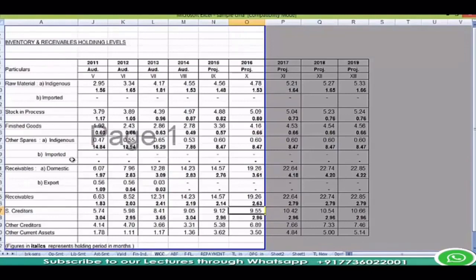Here this sheet would tell how many months of raw material stock has been maintained, how many days the funds are locked in stock in process, how many days of finished goods are maintained, similarly how many days of credit is given to the customer, then how many days of credit the customer enjoys from his supplier. All this detail will be available in this sheet.